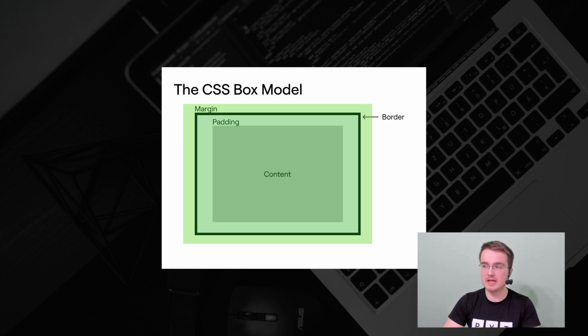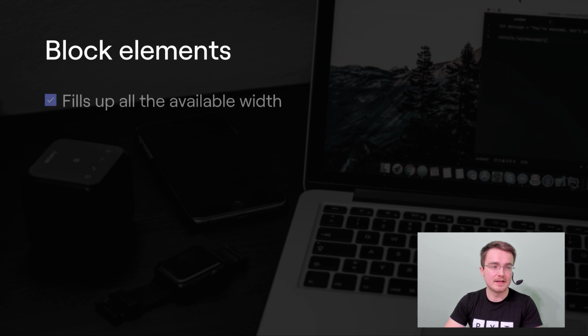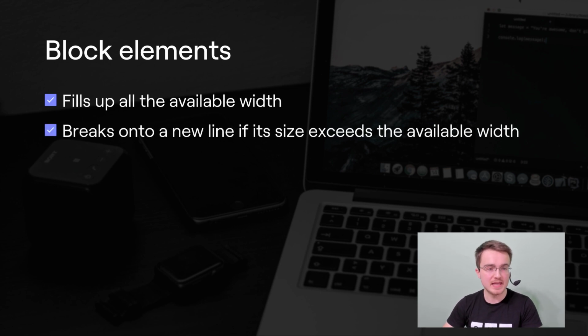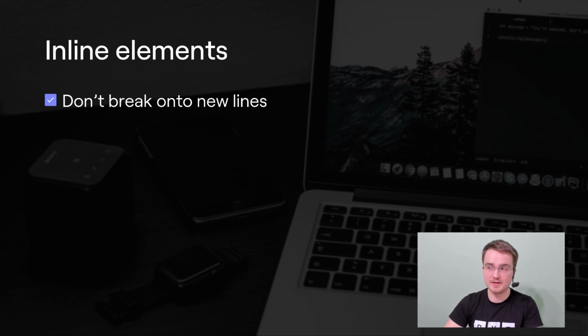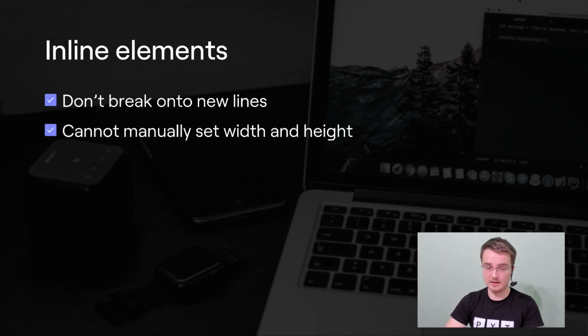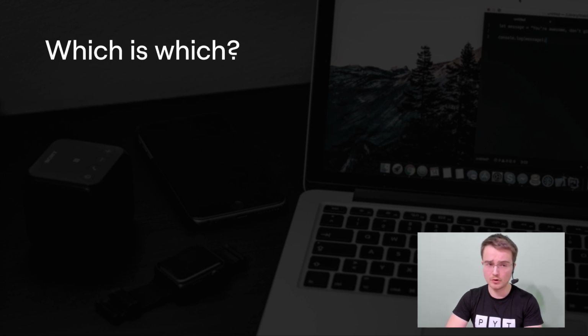So you have two types of elements. You have block elements that fill up all the available width. So that's what we saw earlier on when we had our div. And these will break into a new line if their width exceeds the available width. So if we had a lot of text in that div, then that text would break into the next line. And one more benefit of block elements is that you can manually set their size if you want. Then you've got inline elements that don't break into new lines, and you cannot manually set the width and the height.